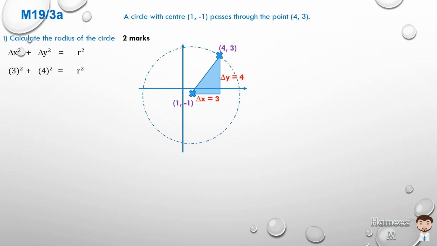So 3 squared plus 4 squared is equal to r squared. 3 3s are 9, plus 4 4s are 16. 9 and 16 is 25. So 25 is equal to r squared. As such, r is equal to 5 units.